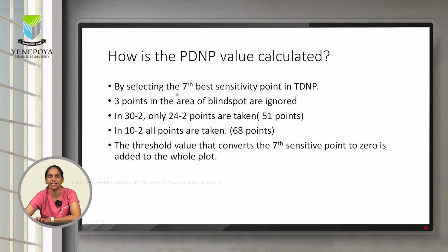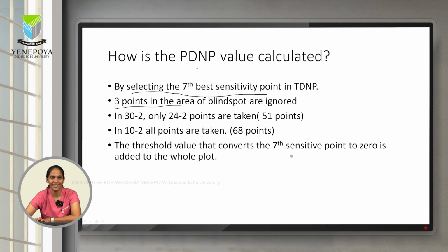Okay. So how is it calculated? First you select the 7th best sensitive point in the TDNP. You might have a question as to why 7th. It was just statistically determined by collecting tons of data. You don't have to bother with why that number. So the 3 points in the area of the blind spot are ignored. In 30-2, only the 24-2 points are taken, and in 10-2, all 68 points are taken.